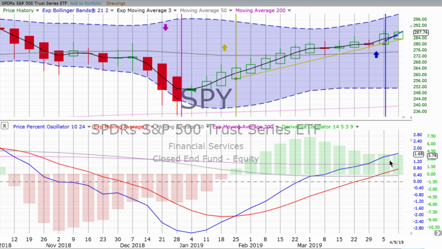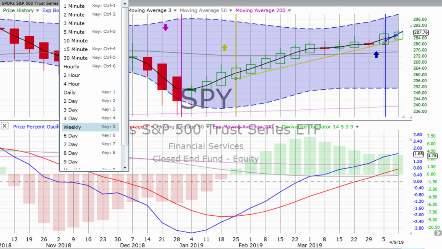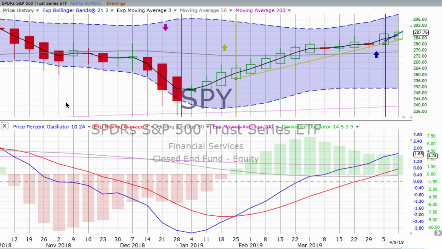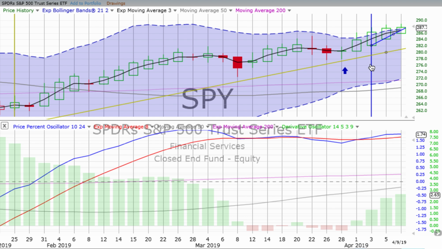Things are looking all right. Derivative oscillator is about flat. Price percent oscillator, while not as strong so far as it was the prior week, is still going up. So again, that looks decent. S&P 500 down for the day 0.51%, so just a little over 0.5%.